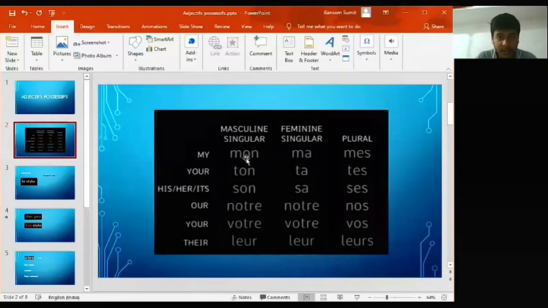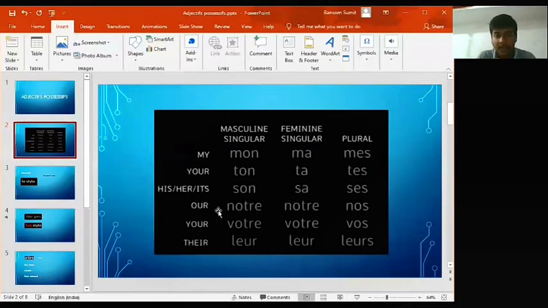If the noun is masculine, we use mon, and if it's feminine, we use ma, and if it's plural, we use mes. And similarly, with your, we use ton. For feminine, we use ta, and for plural, we say tes. For his, her, or its, we use son. For feminine, we say sa. For plural, we say ses.